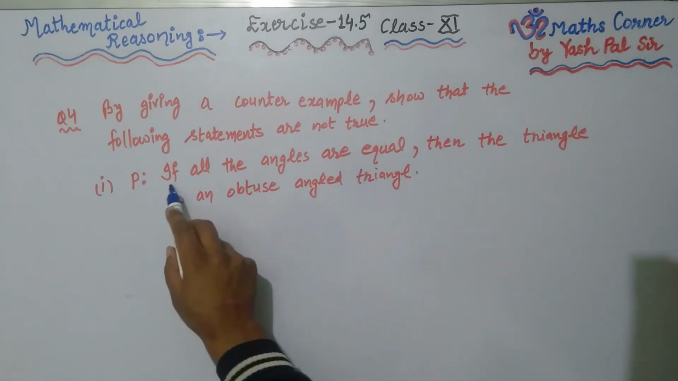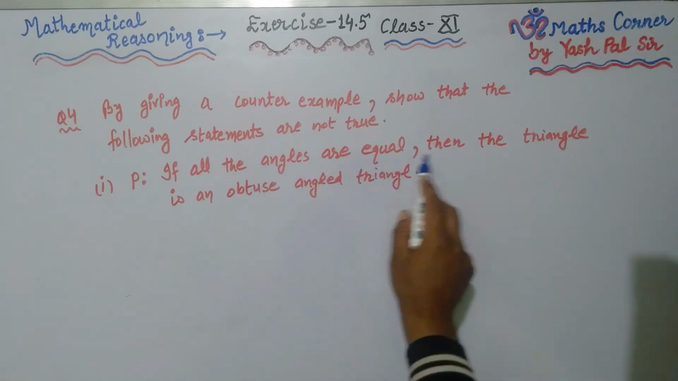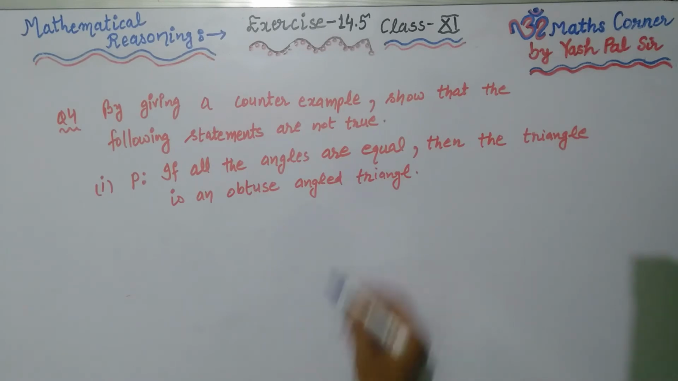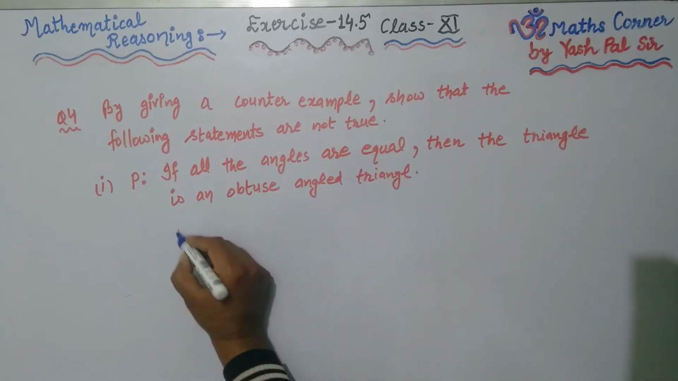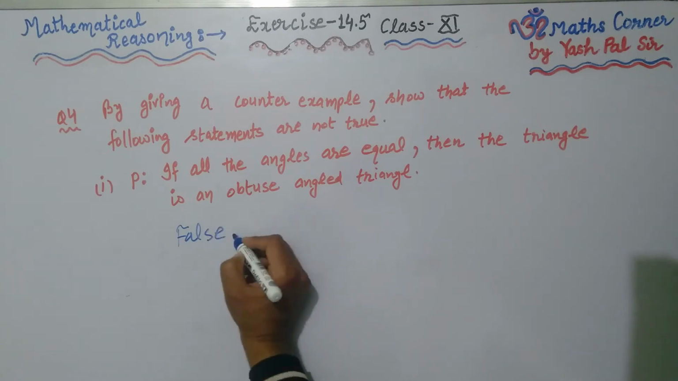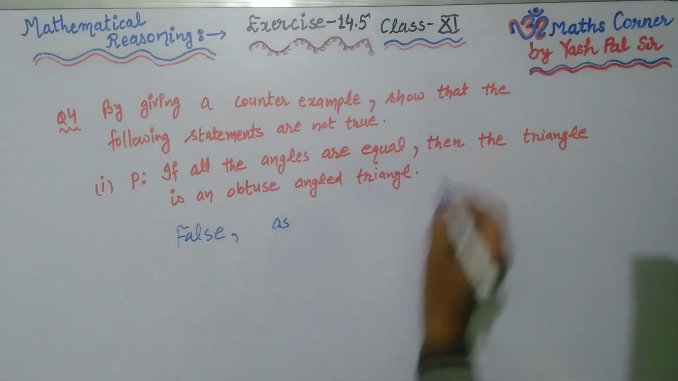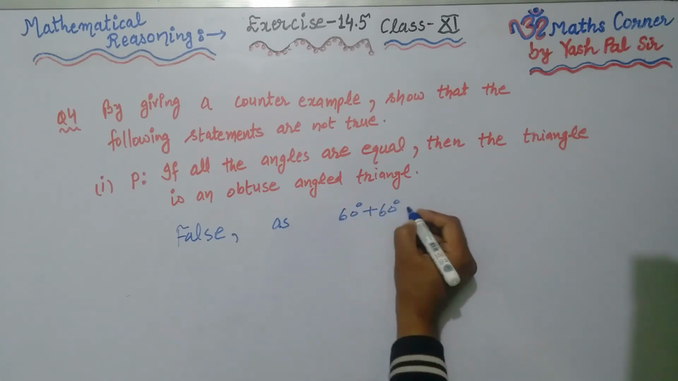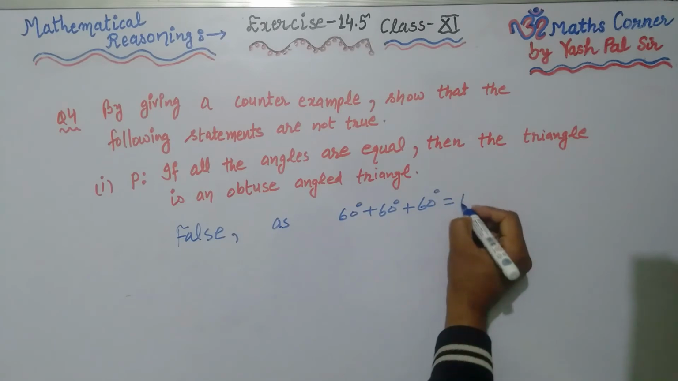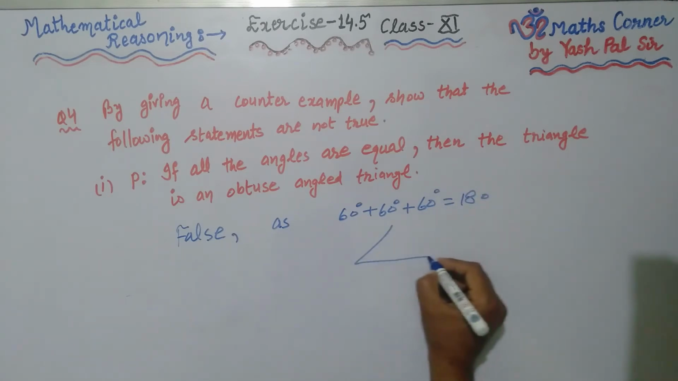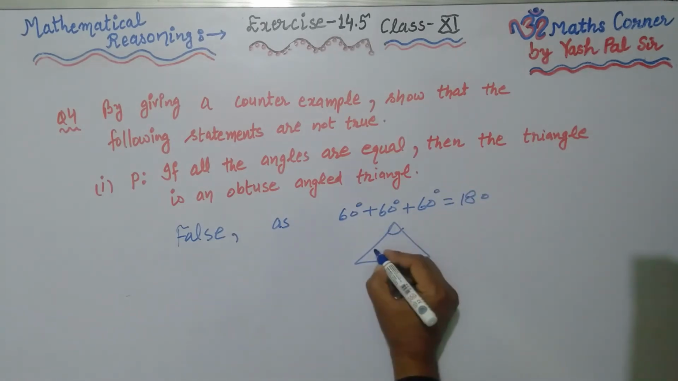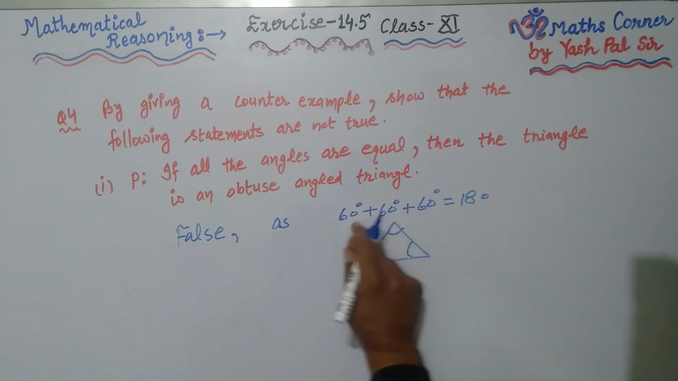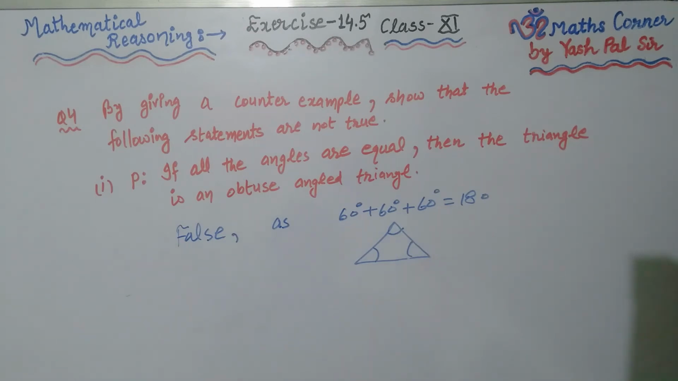Statement P: If all the angles are equal, then the triangle is an obtuse angled triangle. Of course, this is false, as all angles are equal. That is, 60 degrees plus 60 degrees plus 60 degrees is equal to 180 degrees. This is an equilateral triangle, so not a single angle is greater than 90 degrees.